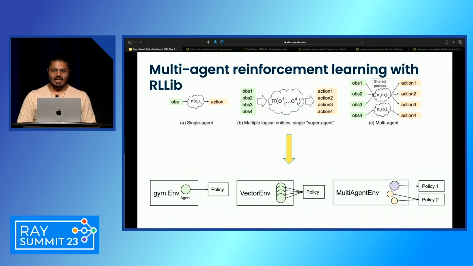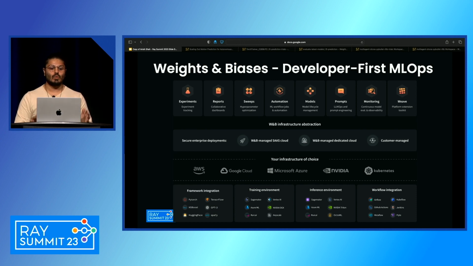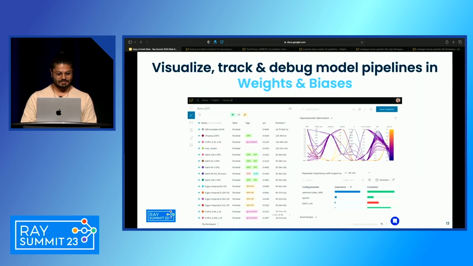In the case of handling the resources for these multi-agent reinforcement learning experiments, we have RLlib, Anyscale and Ray's library for managing reinforcement learning experiments. We also have Weights and Biases, a developer-first MLOps platform that hosts a suite of tools to make the ML training process really easy, and now the ML monitoring process extremely easy.